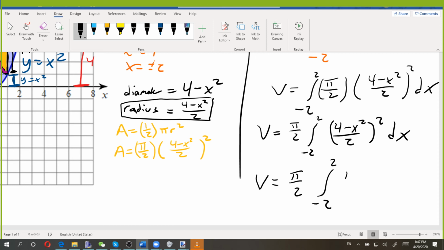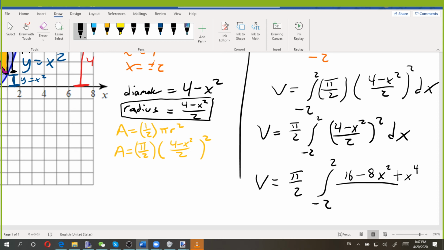4 squared, okay, so that's 16. Okay, x to the 4th power, and that would be positive, I believe, so we've got a negative there. And then our middle term? Minus 16, 8 8x squared, okay. So I've got the 16 minus 8x squared plus x to the 4th, okay.